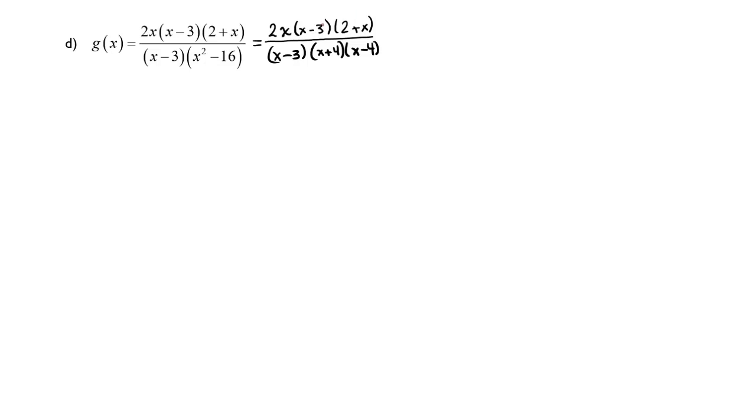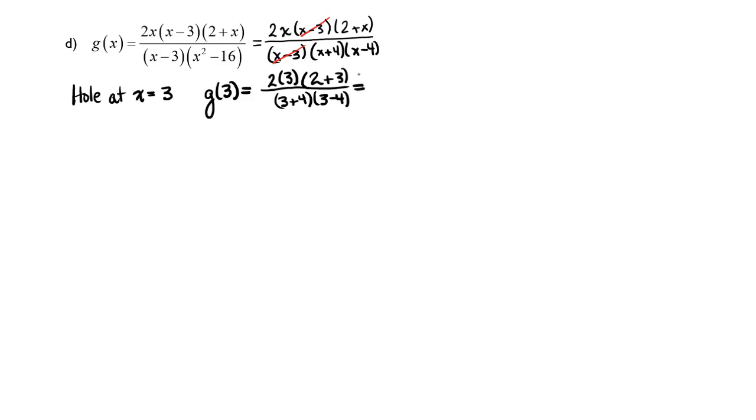Looking for any removable discontinuities, I can divide out my x minus 3. Since there will be a hole at x equals 3, we can find g of 3, and it will give us the y coordinate of the hole. So substituting 3 in for x will give me 2 times 3 times (2 plus 3) all over (3 plus 4) times (3 minus 4).